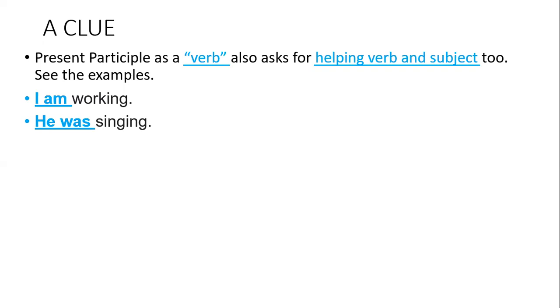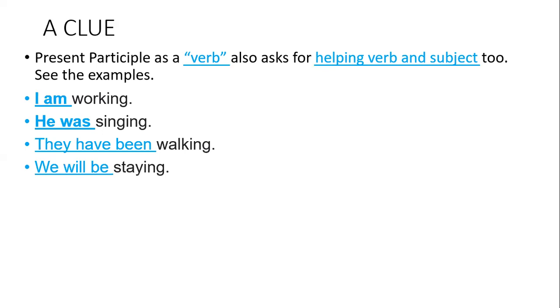He was singing. What was he doing? He was singing. And before singing, you can easily observe that a helping verb and a subject are both used. They have been walking. Have been is the helping verb, and they is the subject. We will be staying. What will we be doing? Staying. Staying is a verb, will be is the helping verb, and be is the main verb.